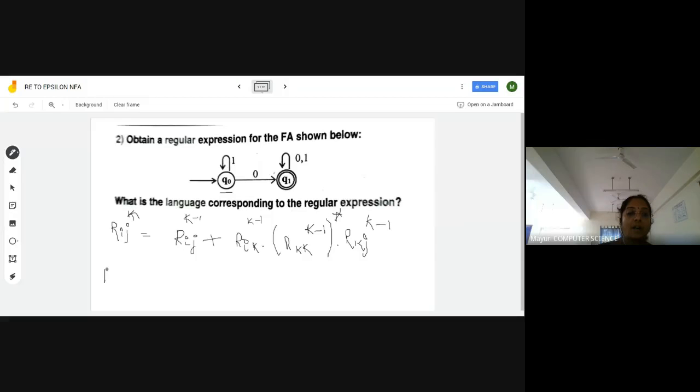What is my i? What is i here? The state number 1. j is 2. What is k? Number of states. That is 2.